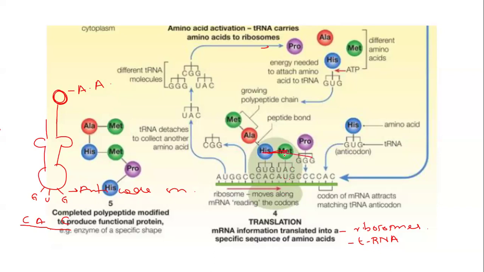A peptide bond will form between the two amino acids and the transfer RNA will go away. They have done their job, they've delivered the amino acids, they will go away. The ribosome will continue reading the messenger RNA, and one by one, the transfer RNA that matches the sequence is going to attach. It's going to bring the amino acid that is required. The amino acids will keep making peptide bonds, and eventually you will have a whole protein ready. So that is how your protein synthesis occurs.